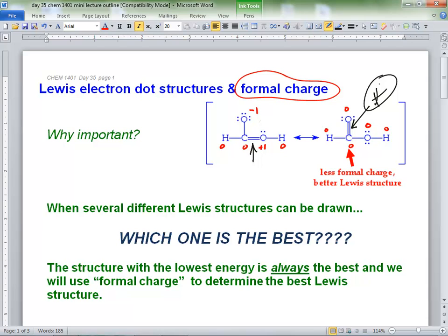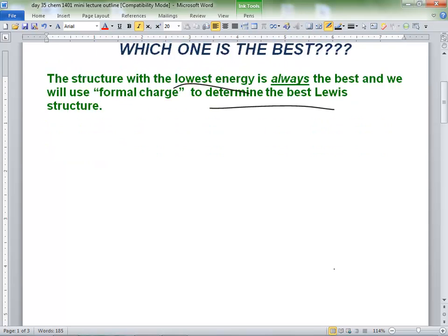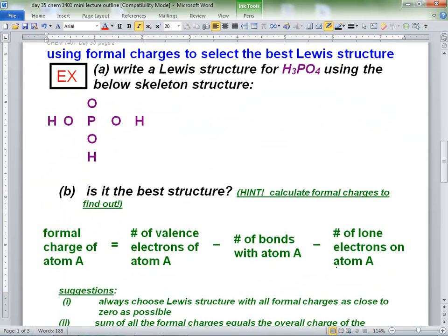So we're going to do everything we've done before to try to arrive at the best answers here. So the one with all zeros is the lowest energy, right? And lowest energy is the best answer. Okay. And that's where we're headed. So let's try one of these. Use formal charges to select the best Lewis structure for phosphoric acid.